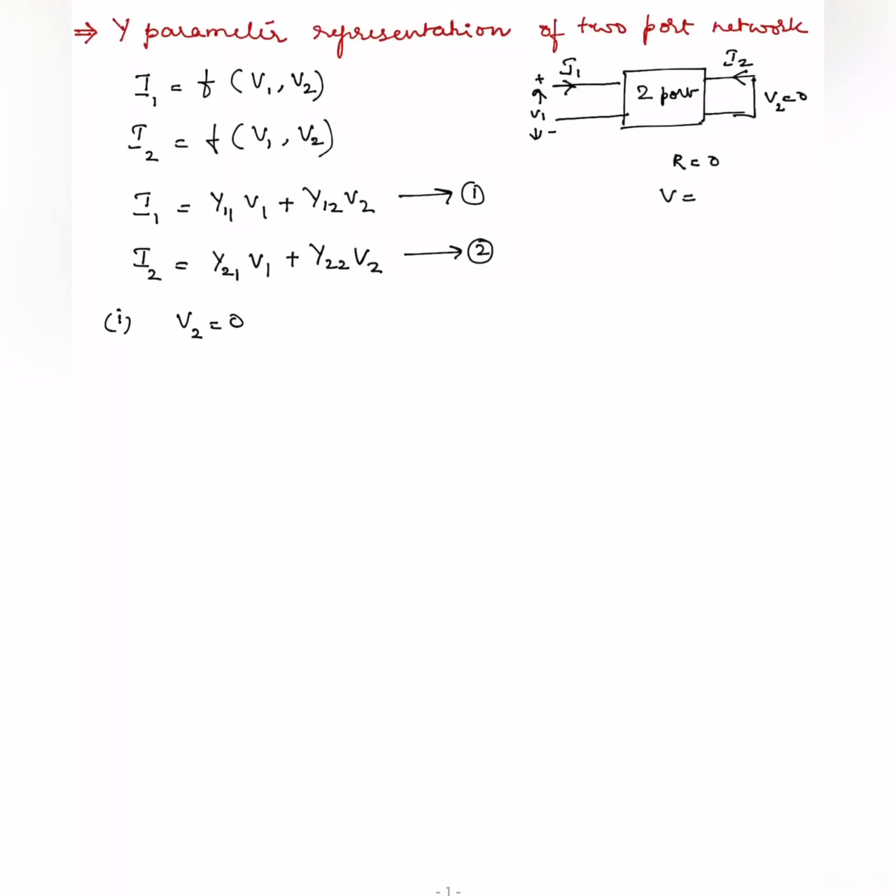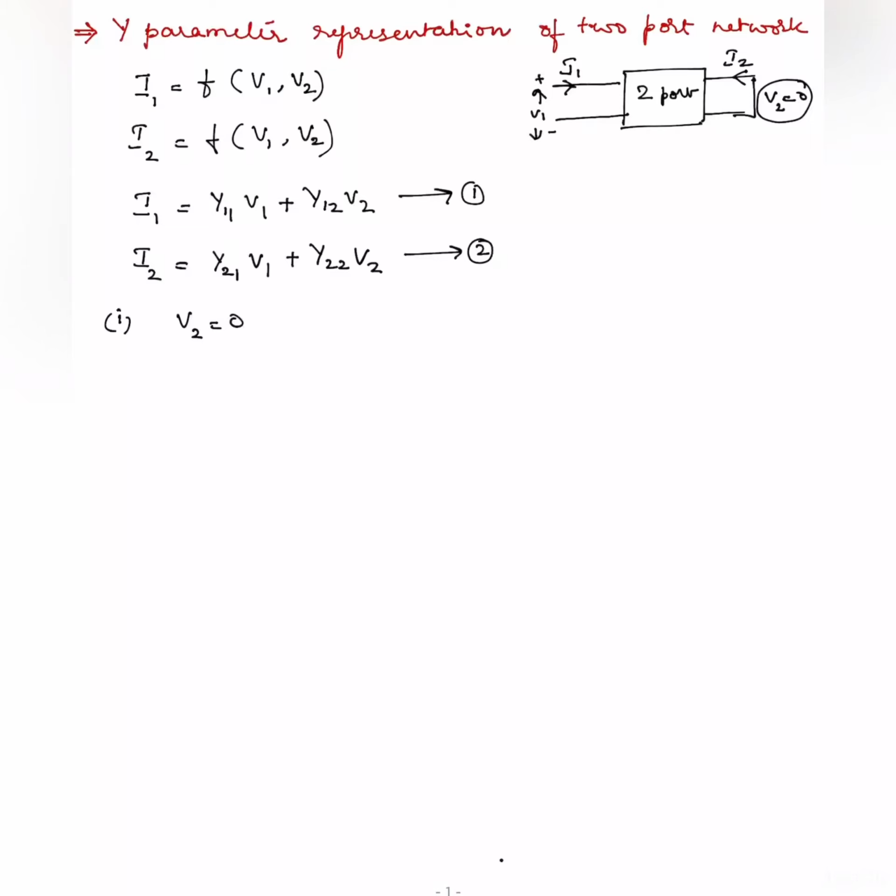So what will be the voltage? It is I into R. If resistance is 0, voltage is also 0. We want to make the voltage equal to 0. So we short the output terminal so that we get V2 equal to 0, because the resistance of the shorted terminal is 0.